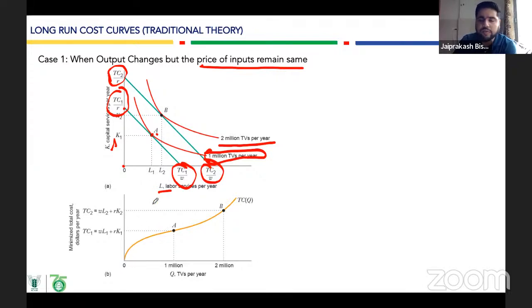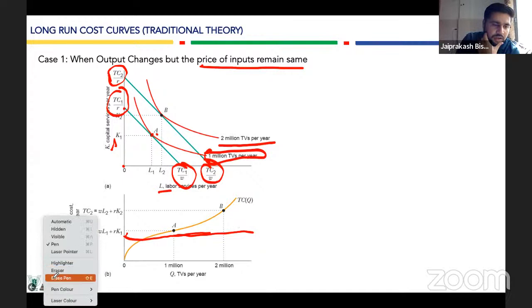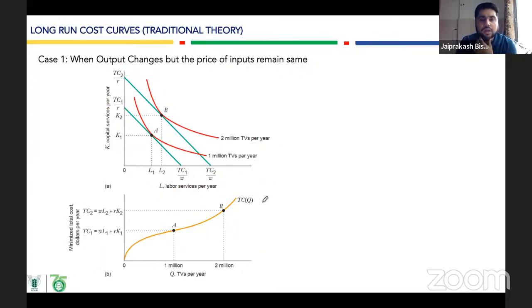लॉन्ग रन में क्या है, सभी वेरिएबल इनपुट्स आपके वेरिएबल है. देयर इज नो फिक्स कॉस्ट एक्चुअली इन लॉन्ग रन. सो यू सी हियर there is no fixed cost curve, which we have seen in earlier graphs. Okay, like there one horizontal line was there, so it is not there here. Okay, so you see it is your total cost curve in long run.